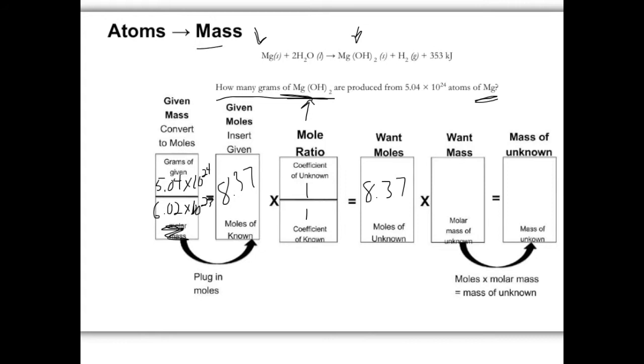And we do want mass in this problem, so we're going to go ahead with the molar mass of magnesium hydroxide, which is 58 grams. 8.37 times 58 is 485 grams. So that's grams of magnesium hydroxide.